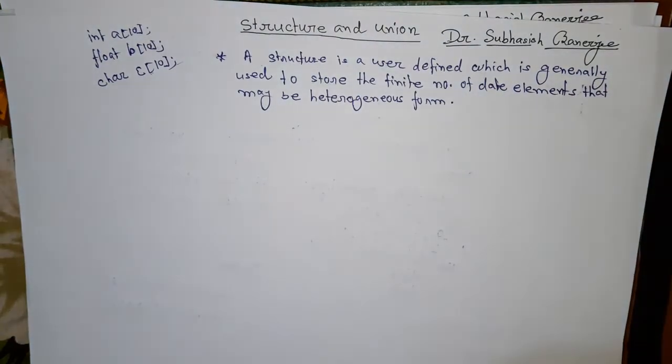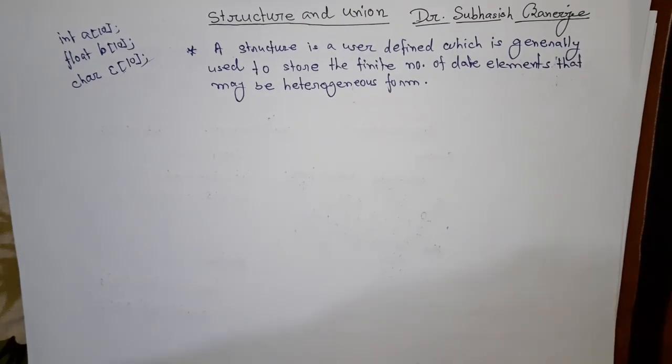Clear? So far, an array or string is basically capable of storing a finite set of data elements which are homogeneous in nature, whereas a structure and union store a finite number of data elements which are in heterogeneous form. So the difference between an array and a structure is that an array is a derived data type, whereas a structure is a user defined data type, and an array is used to store homogeneous data elements, whereas a structure stores heterogeneous data elements.